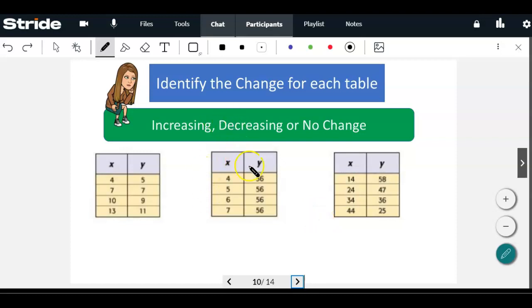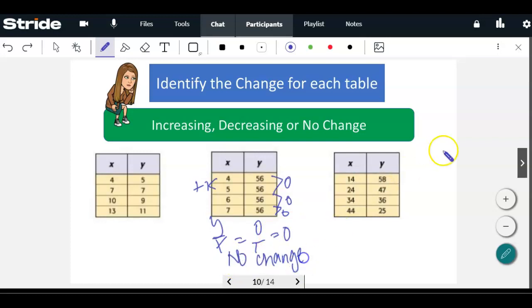Identify the change in the table, increasing or decreasing. Let's see. So we'll just do one of these, and then you can pause and do the other one. So I'll do this one in the middle. So this one, 0, 0, 0. Because you have y over x, that's going to be 0 over 1, that's just 0, so there's no change.